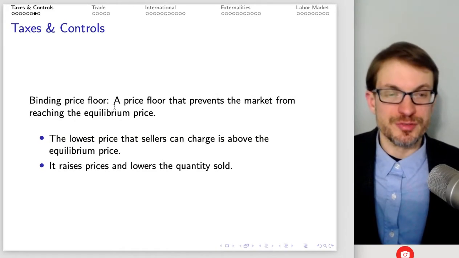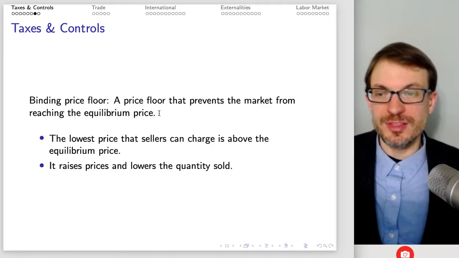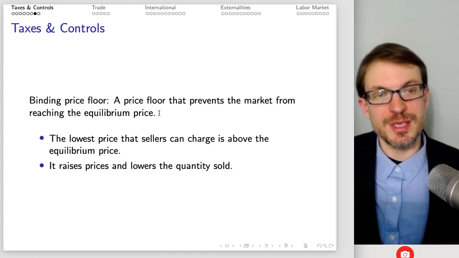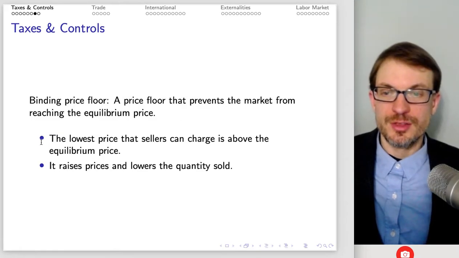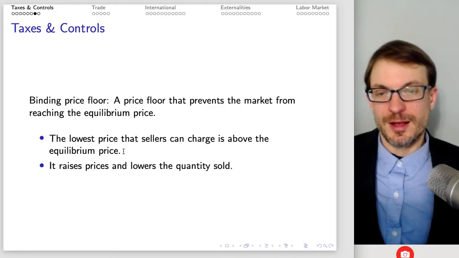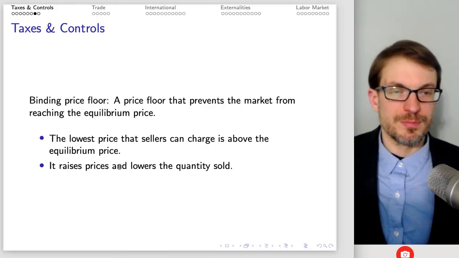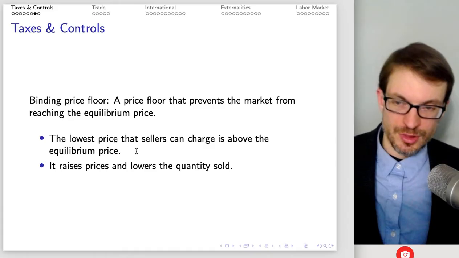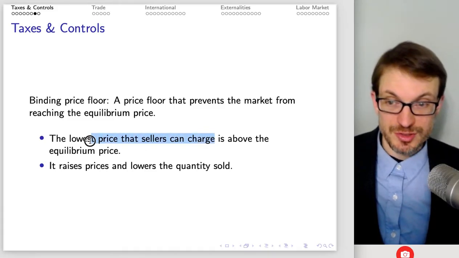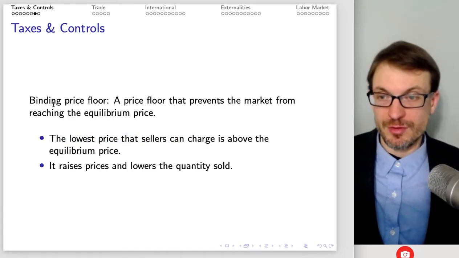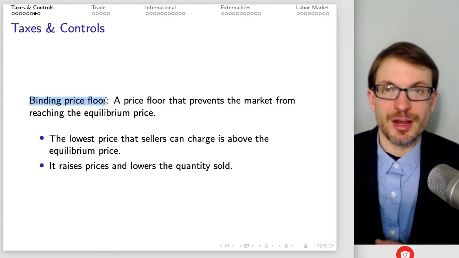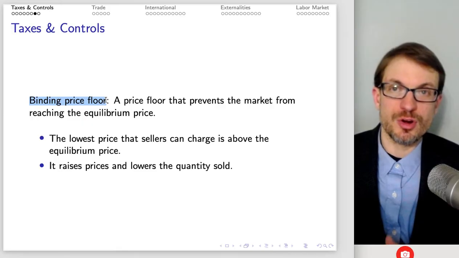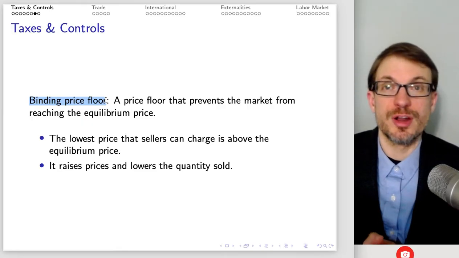A binding price floor would be a price floor that's preventing the market from reaching the equilibrium. So this would be if the equilibrium price is below whatever the price floor is. So the lowest price the sellers can charge is above the equilibrium price, and this ends up causing a problem. If the price floor is above the equilibrium price, we have a binding price floor. And what ends up happening is the price is going to be higher. At the higher price, there's going to be a smaller quantity demanded and a larger quantity supplied.